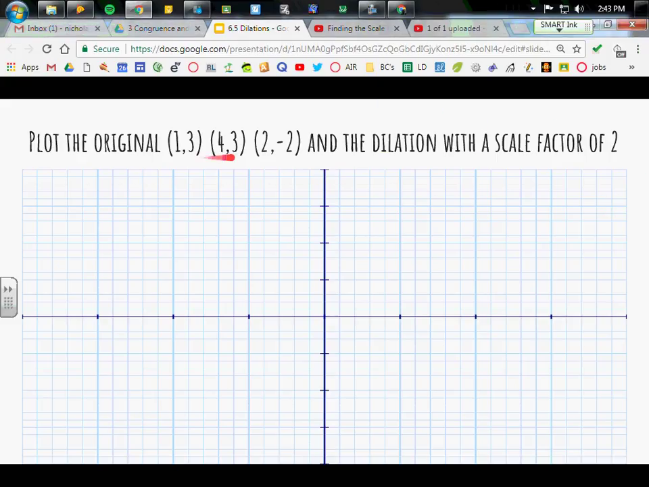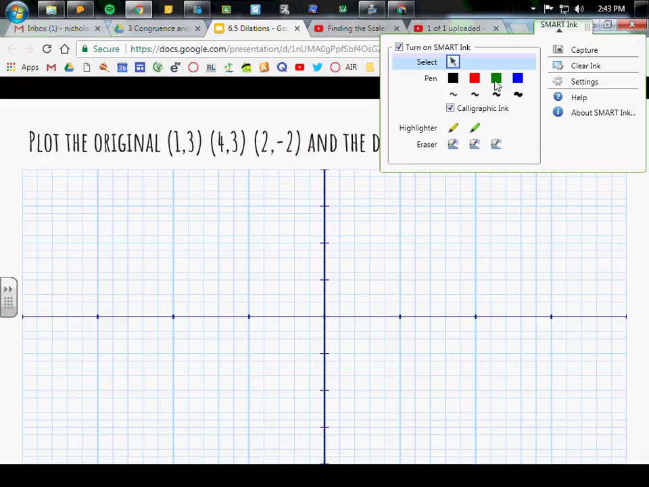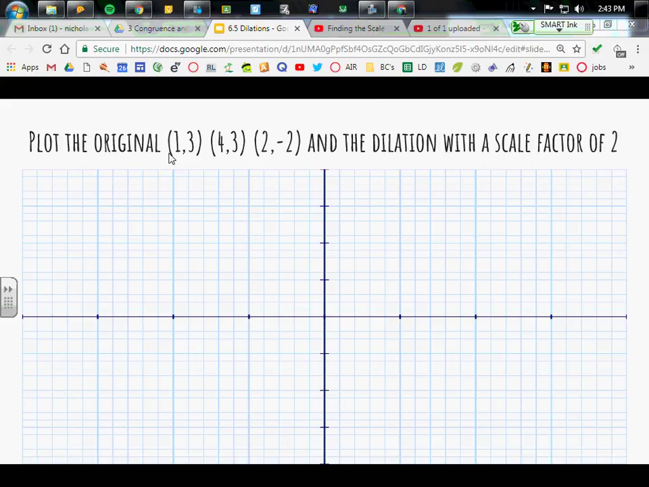All right, we're going to plot the original points, and then we are going to dilate it with a scale factor of 2 on my wonky grid. So let's do the originals. The originals will be 1 and 3, then 4 and 3, and 2 and negative 2. So here is my original shape.